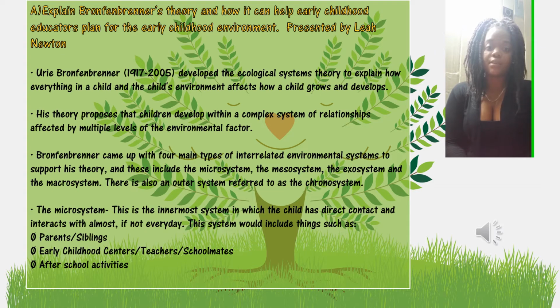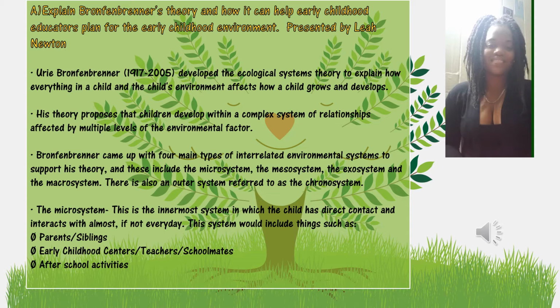I will be presenting part A of the presentation, which is to explain Bronfenbrenner's theory and discuss how educators can use this theory to help plan for the early childhood environment. The ecological systems theory was developed by Urie Bronfenbrenner in 1979 to explain how everything in a child and the child's environment affects how a child grows and develops.